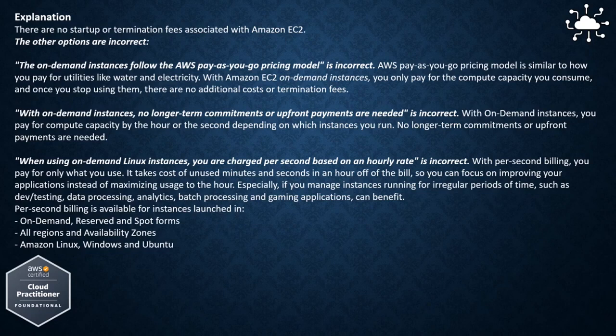With on-demand instances, no long-term commitments or upfront payments are needed is correct. With on-demand instances, you pay for compute capacity by the hour or the second depending on which instances you run. No long-term commitments or upfront payments are needed. When using on-demand Linux instances, you are charged per second based on an hourly rate is correct. With per second billing, you pay for only what you use. It takes the cost of unused minutes and seconds in an hour off of the bill, so you can focus on improving your applications instead of maximizing usage to the hour.